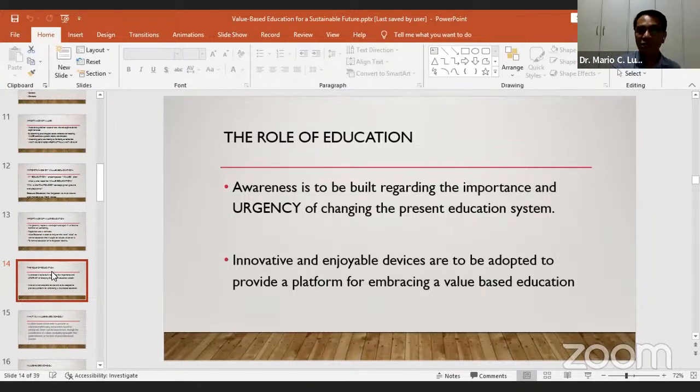Innovative and enjoyable devices are to be adopted to provide a platform for embracing a value-based education. So you see, enjoyable devices, augmented reality, artificial intelligence. With AI, we're talking to human-like robots, but these are programmed. Someone programmed the robot to answer that way, and you can always program a robot to become a person full of values. But again, I think the one who programmed that is also a person full of values. So you see?